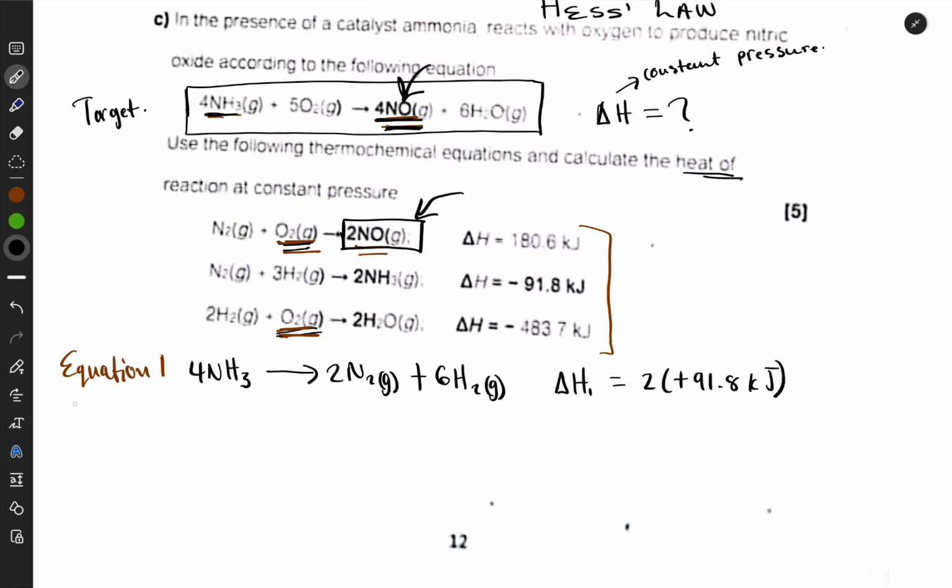So that means we are going to write our equation 2 now. Our equation 2 is going to be, we are doubling this old one. So it's going to be 2N2 plus 2O2 gas.